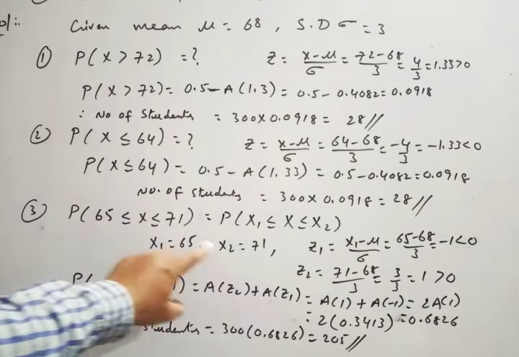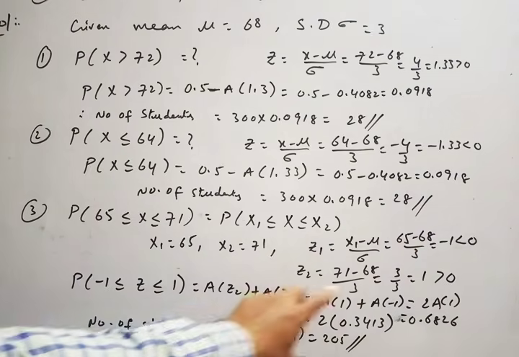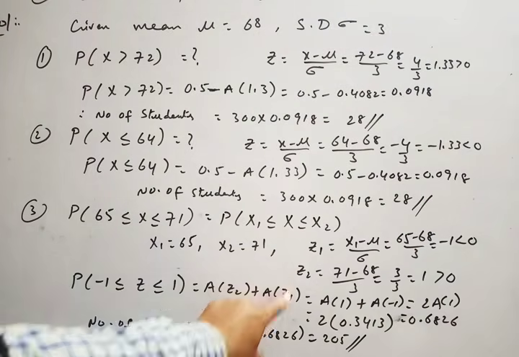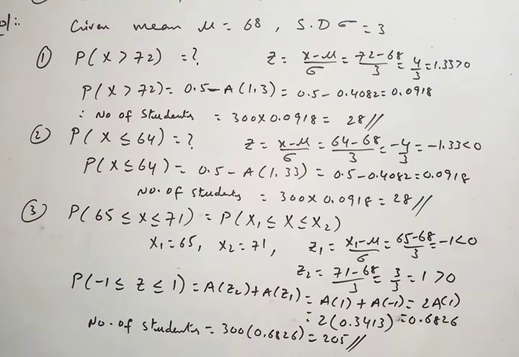Like this, you need to solve when between is given. You take x1 and x2, calculate z1 and z2, see less than 0 and greater than 0. If both are positive, here you get minus. If one is less than 0 and one is greater than 0, you will get plus. Take the normal distribution table and solve it. You will get the answer.